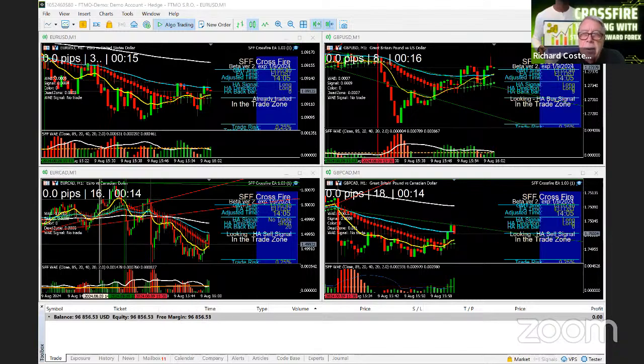So this is the trading assistant without the whole TA. I haven't installed that one yet. I've got it there, but I haven't installed it.